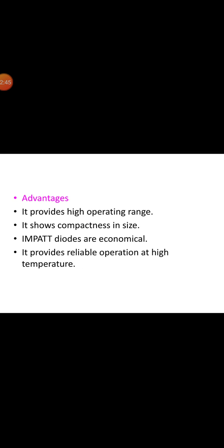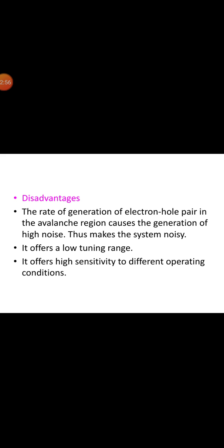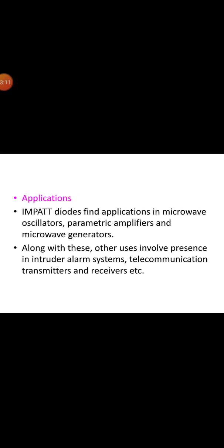The main advantages of the impact diode are that it provides high operating range, it shows compactness in size, they are economical, and it provides reliable operation at high temperature. And the major disadvantages are that the rate of generation of electron hole pairs in the avalanche region causes the generation of high noise, thus making the system noisy. It offers a low tuning range and it offers high sensitivity to different operating conditions.